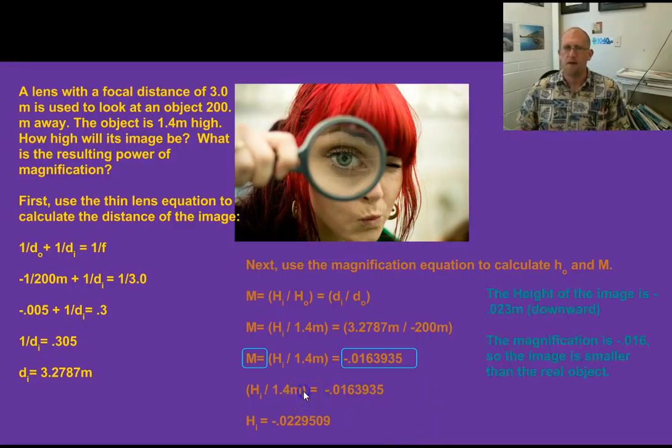Okay, does that help you? The height of the image is downward and the magnification is negative, so it's a smaller object and it's inverted. And so that's something that we can use these equations to calculate. There you go.